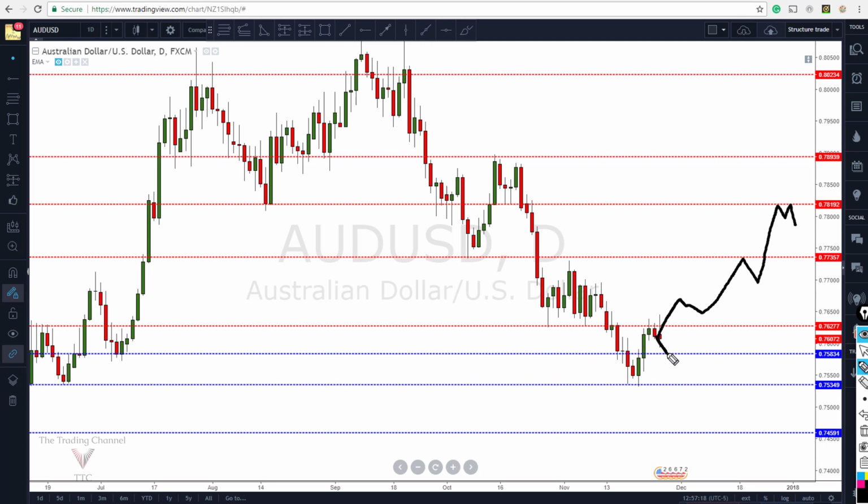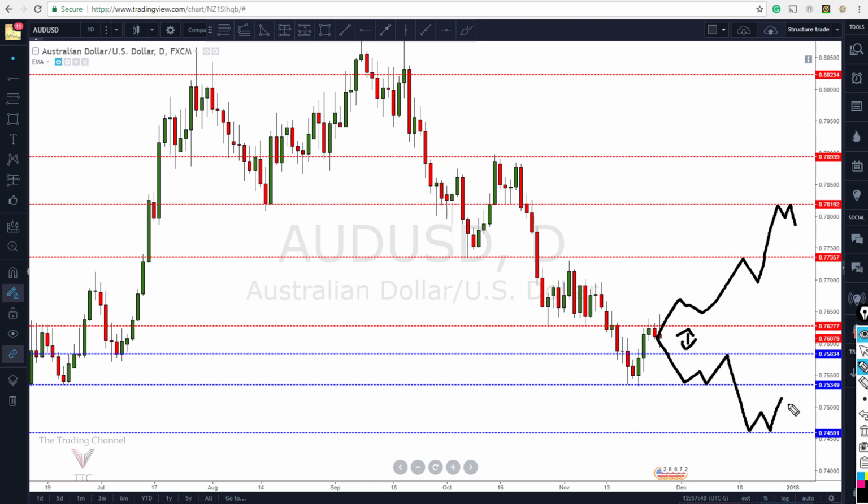Pushing down, not really paying attention to the 0.75 area for a long opportunity because there's not much distance between here. But if we push all the way down to the 0.7534 zone, we could look for a long opportunity from there. Below that, at the 0.7459 area will be the next level we look at for a long opportunity here on the Aussie dollar.